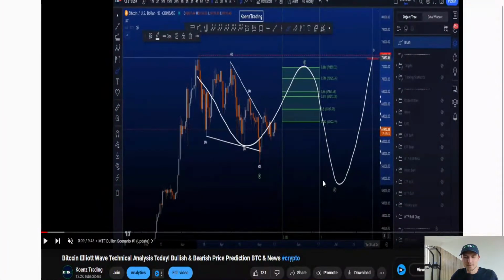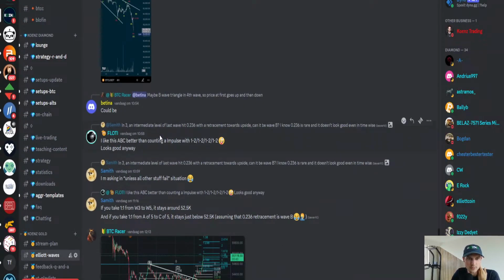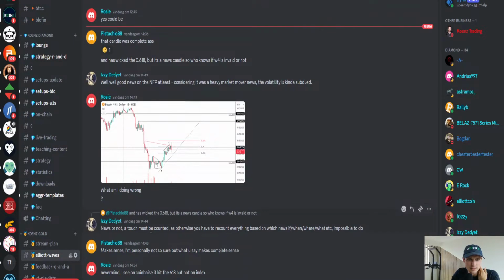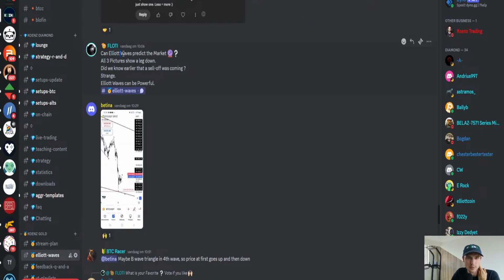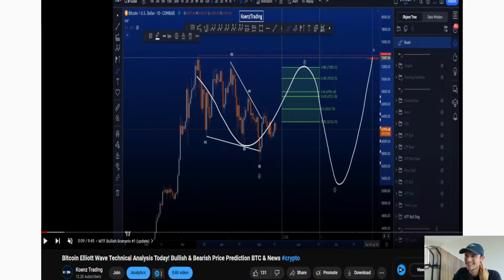Yeah, and again, Elliott waves, baby. I like what Flotty said in the gold Discord channel earlier today. Can Elliott waves predict the market? All three pictures, the scenarios he had, showed the leg down. Did we know earlier that a sell-off was coming? Strange. Elliott waves can be powerful. Yeah, I love Elliott waves.